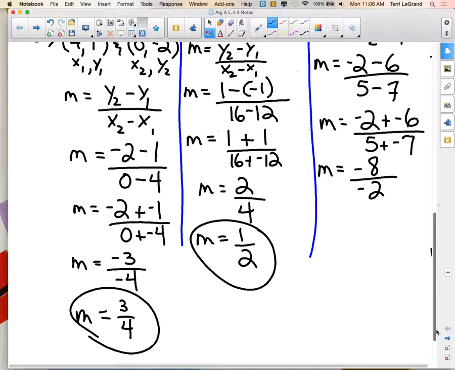Now, we are not going to change to mixed numbers, but we will change to whole numbers, okay? So first of all, what's a negative divided by a negative? A positive. And then next we would say, what's 8 divided by 2? Is it nice? It's 4. So the slope of this line is a positive 4. On a graph, we would expect this line to be doing what? Rising from left to right. So this is what its behavior should be.